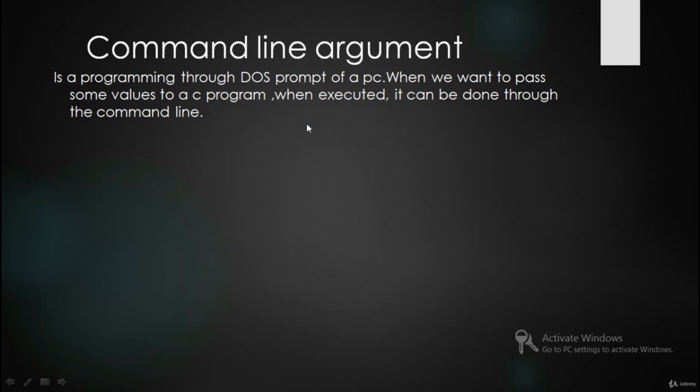Hi, in this topic we are going to learn something about command line arguments. It's programming through the DOS prompt of a PC. Thus, it's programming through the disk operating system of a PC. When we want to pass some values to a C program when executed, it can be done through the command line. And then, let's go to the steps for starting up the command prompt.